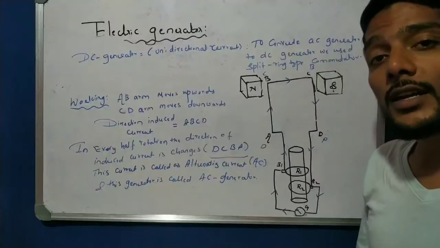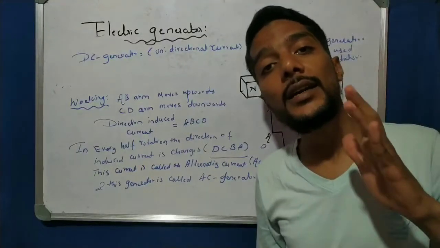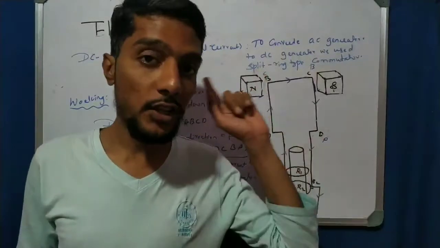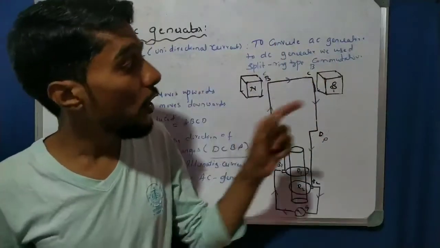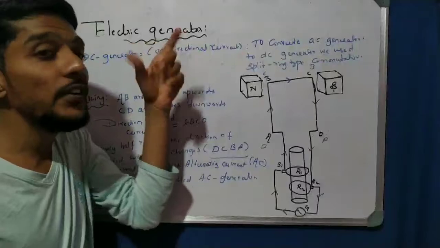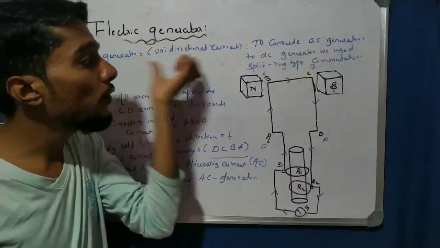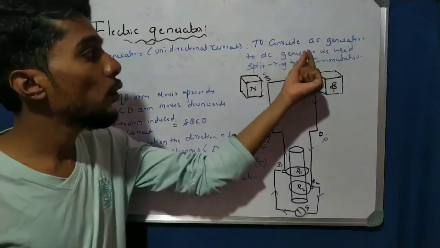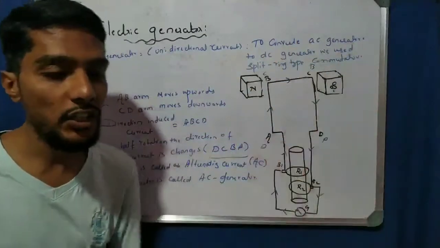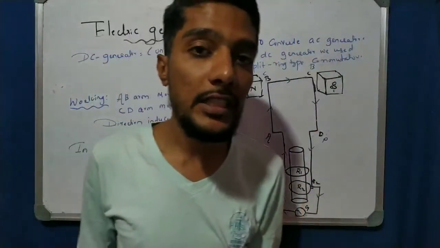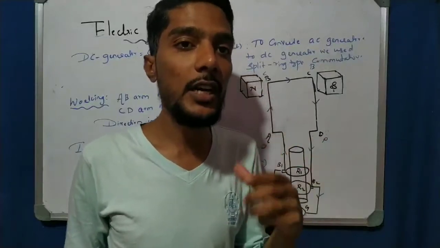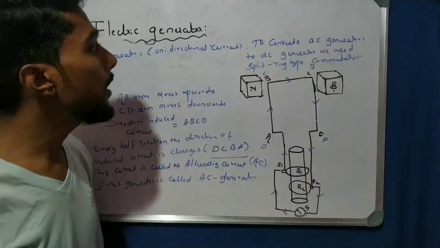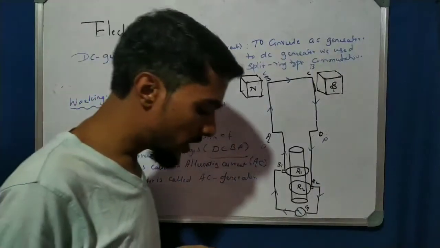Why do we use split rings? The function of the split ring in an electric motor is to reverse the direction of current. But the function of the split ring commutator in an electric generator is different: to convert an AC generator to a DC generator. If you want a DC direct current generator, you have to use split rings.